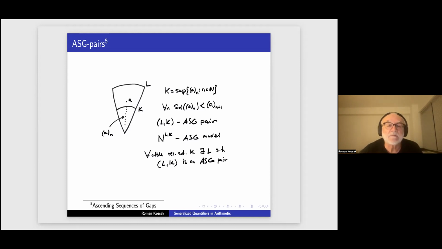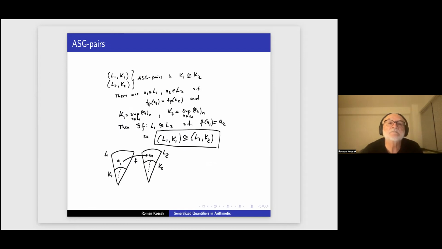And then when I build my model NLK using this LK pattern, I will call it an ASG model. That's a simple exercise to show that for every countable recursively saturated K, there is an L such that LK forms an ASG pair. So they do exist. I can use them to build my omega-1 like models, and those I will call ASG models. So what about them?